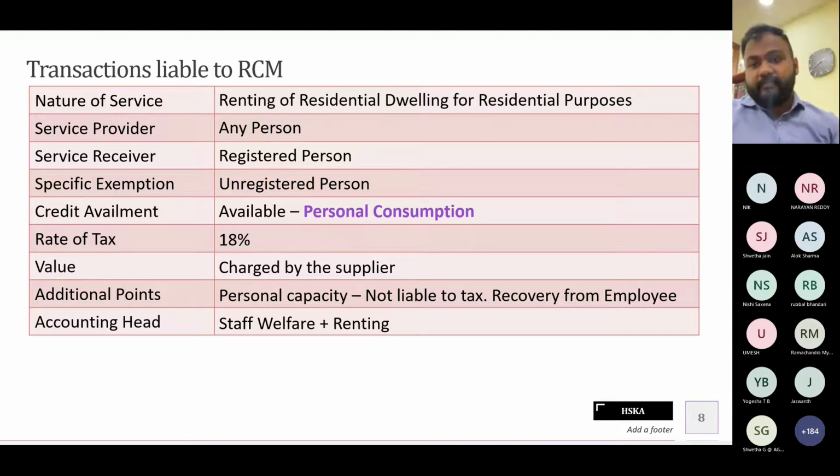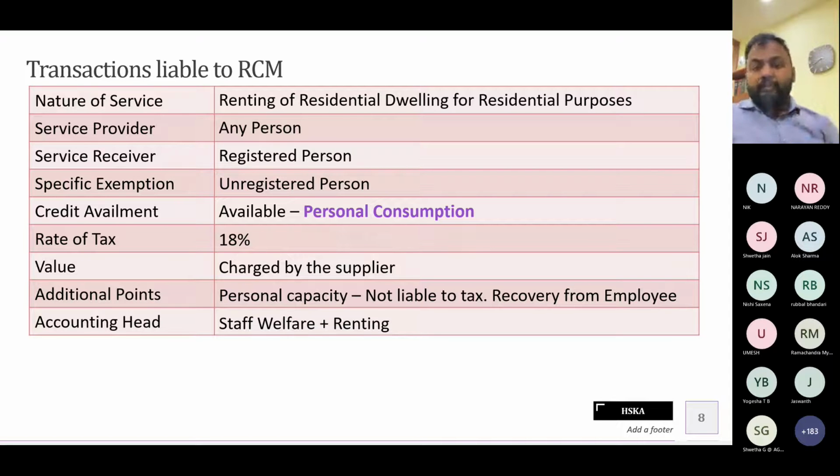a registered person. So now, if I go to my landlord and I take the property on rent, he should ask me whether I'm registered under the GST law or not. If I'm not registered under the GST law, then neither will he pay the tax nor will I pay the tax. That will continue to be exempt. But if he gives me a residential property on rent, and I am a registered person, then I am required to pay tax on the same under reverse charge mechanism.